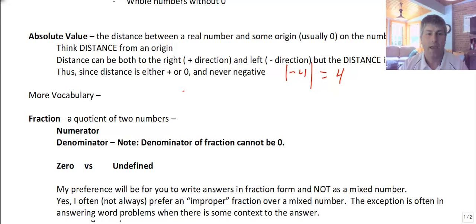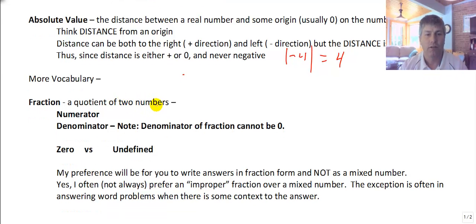A little bit more vocabulary. Fraction is a quotient of two numbers, two integers. The numerator, of course, is the top of the fraction, and the denominator is the bottom. So something to keep in mind, the denominator of a fraction cannot be 0. Okay, that is a number that's undefined. So we could have a fraction of 1/2, we could have a fraction of 5/4, okay? I've already used like 11/3, and I don't see 5/4 and 11/3 as improper fractions.